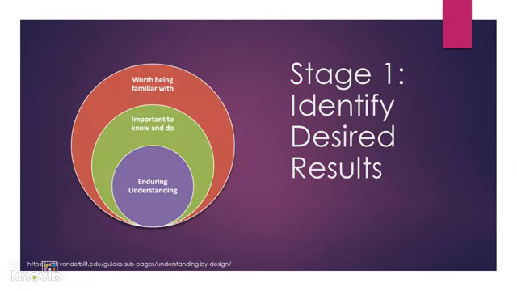Stage 1 is where we identify the desired results. So in this, we are figuring out what we want our students to be able to do. And I love this little diagram over here because it really makes us think about how well we want our students to know information. Some of it we want them to understand for the rest of their life. This is key knowledge. And then some of it we want them to be able to know and do it. And then some of it we want it to ring a bell if someone mentions it.